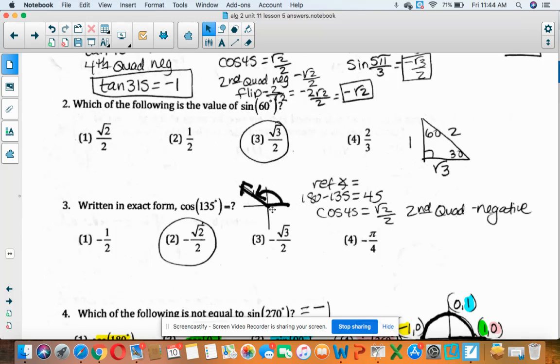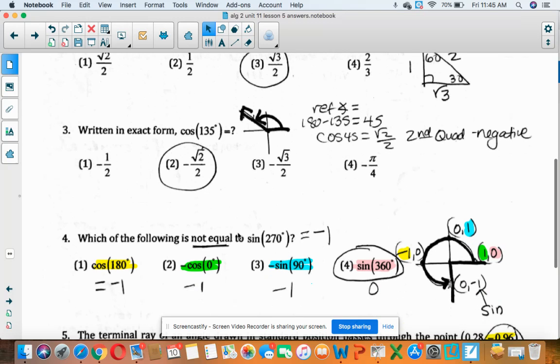Okay, so it's kind of hard. What we used to do back last year, we'd do them in our calculator and we'd get decimal answers. I'm looking for the exact answers here, which is why it's important to understand all of these reference angles, and also the quadrants, whether they're positive or negative.